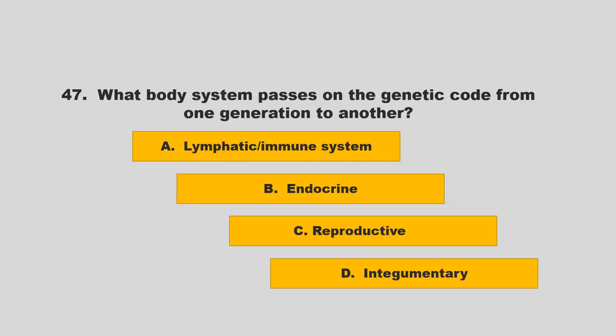What body system passes on the genetic code from one generation to another? Lymphatic immune system, endocrine, reproductive, integumentary. If you chose C, reproductive, you are correct.